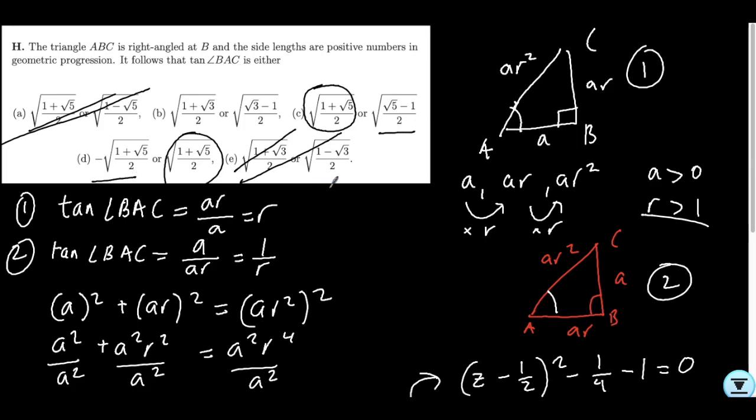Well, r is more than 1. It can't be negative. So 1 over r can't be negative. So it can't be this one, it won't be this one. And therefore my answer must be this. So 1 over r must be root 5 minus 1 over 2 square rooted. And that's it.